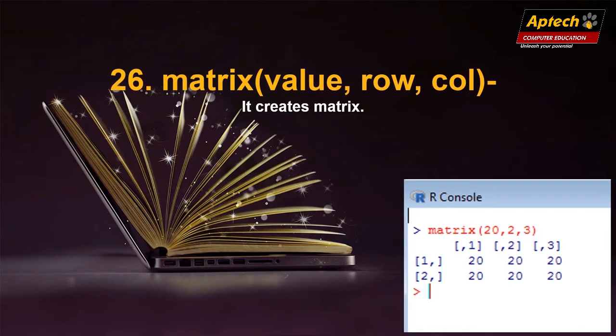The next function is the matrix function. As the name says, matrix, it creates the matrix using the value, row and column. Whatever value we are passing will be initialized to the entire table, and the table will be created with a certain row and column. Here matrix 20, 2, 3. So 2 is the number of rows and 3 is the number of columns, and 20 is the value. See, 1, 2, 3 is the column, 1, 2 is the row, and 20 is the value.